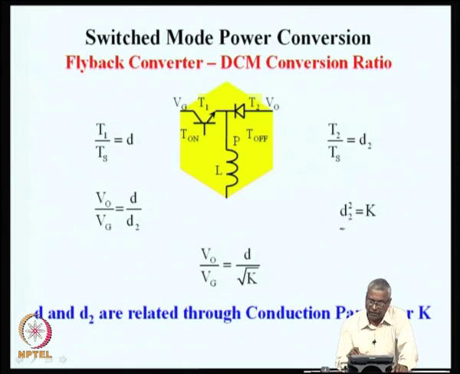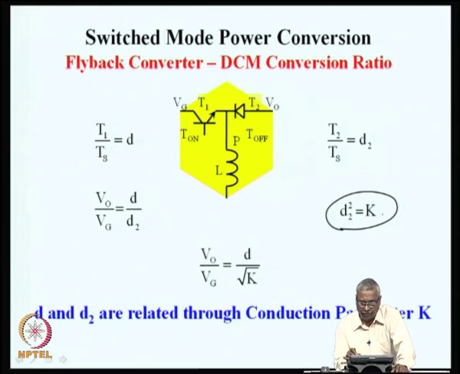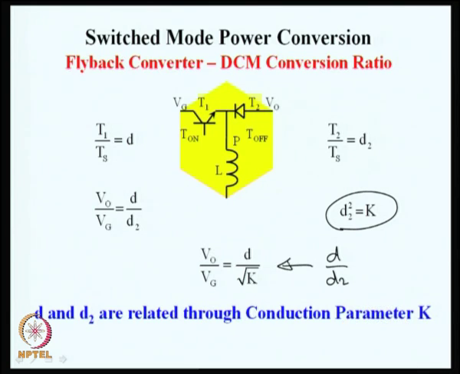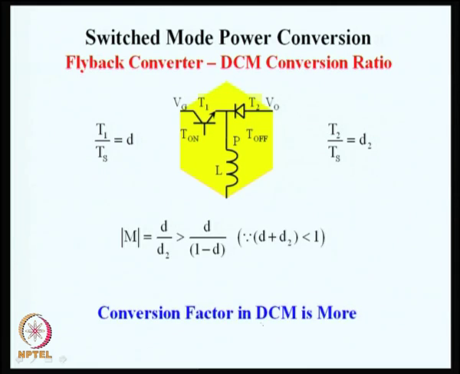So, we can say that D2 square is k, or D2 is root of k, and V naught by Vg we had seen is D by D2, which turns out to be D by square root of k. And D2 being less than 1 minus D, the conversion factor in discontinuous mode will always be more than the conversion factor in the continuous mode of operation. In this mode, this conversion factor will be more.